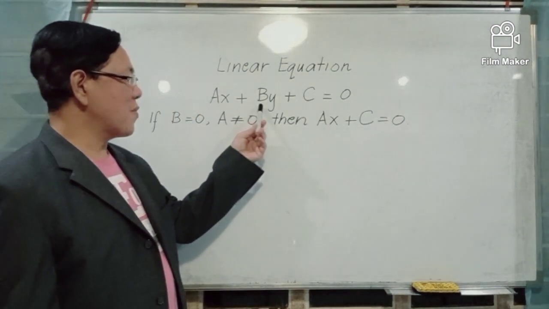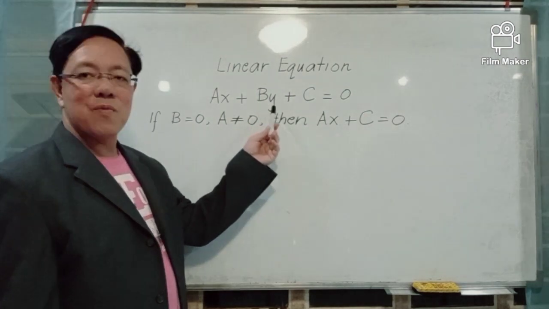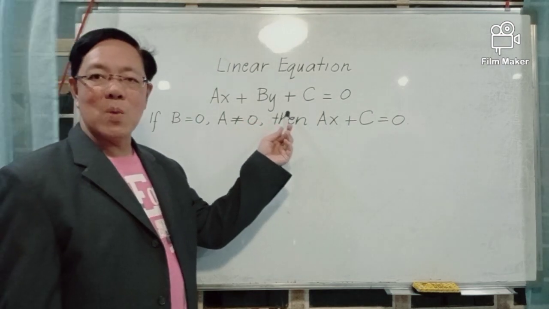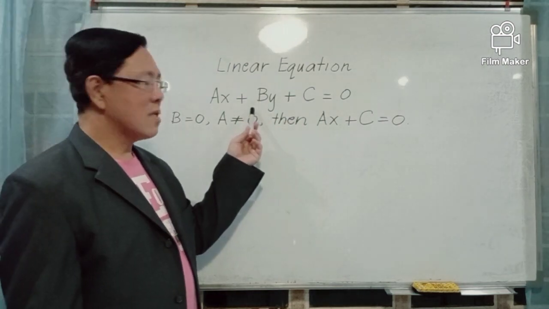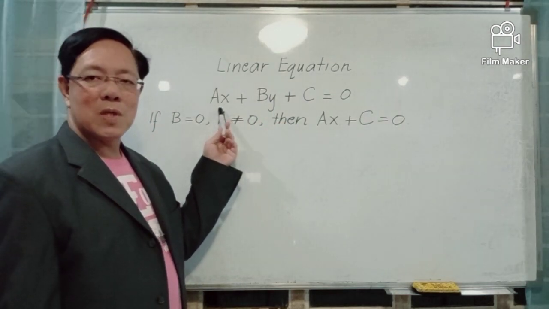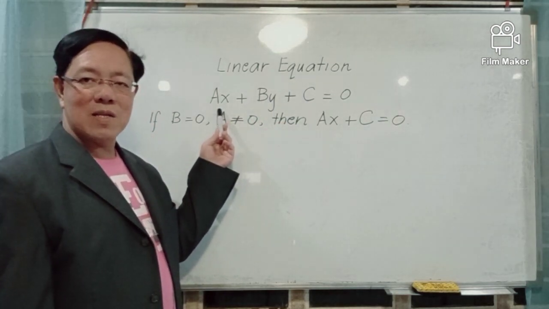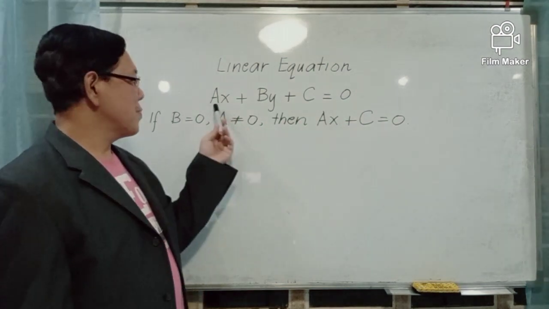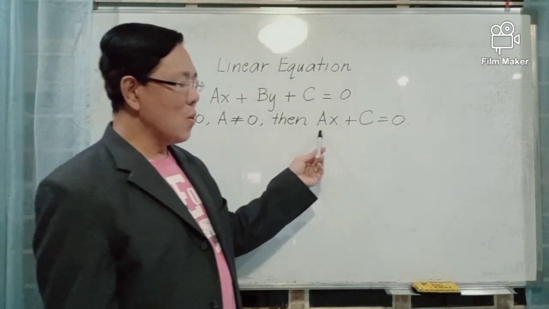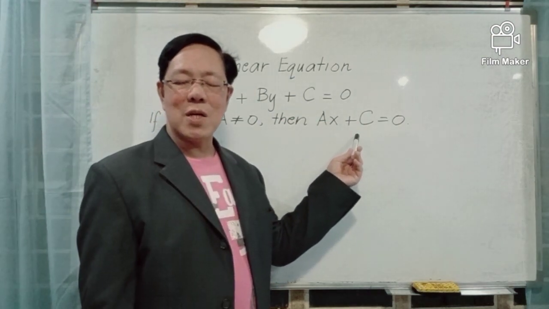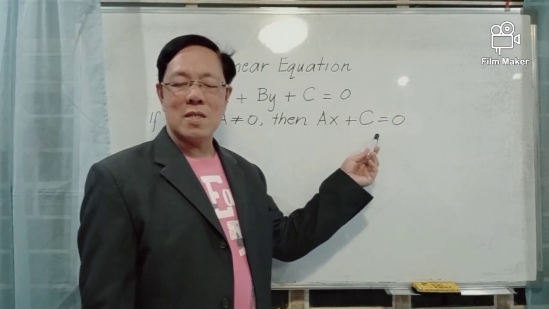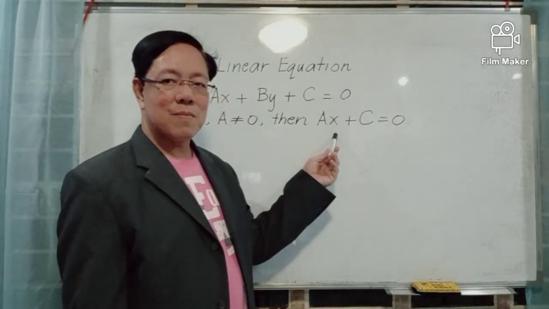Because b, the coefficient of y, is 0, 0 multiplied by y is 0. Hence, the second term will go, and only two terms are left on the left-hand side of this equation: ax plus c equals 0. This is now what we call a linear equation in one variable x, or we simply say that this equation is linear in x.